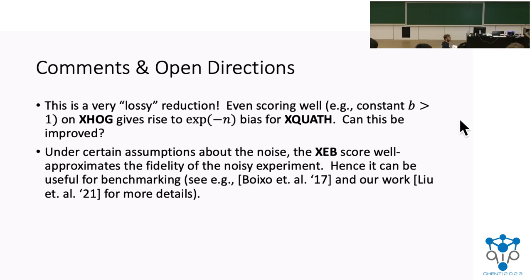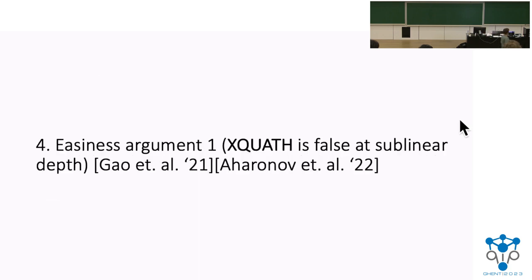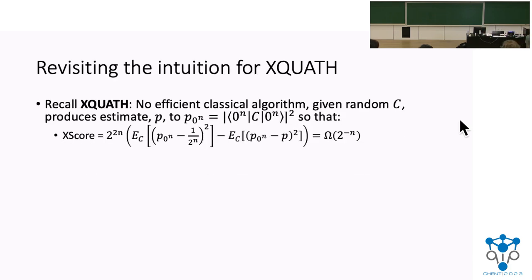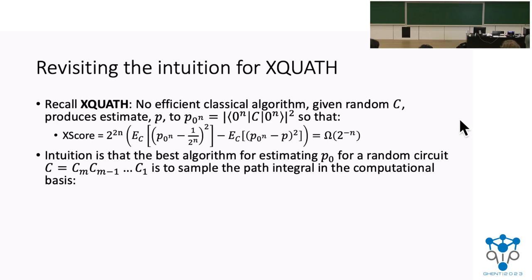Hi, could you quickly review again the relation between the cross entropy itself and XHOG, and whether the claim about cross entropy calculation being hard relies on the XQUATH assumption as well? Yeah, that's a great question. As far as I know, these are two separate problems, but the reason you would believe one is hard is the same as the reason you would believe the other is hard. So what is that really saying? Let's go back and look at the, oops, sorry, I'm using the wrong button.